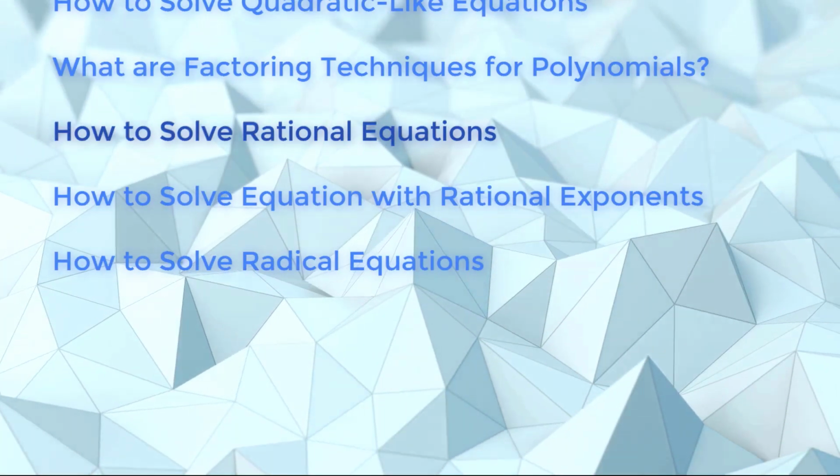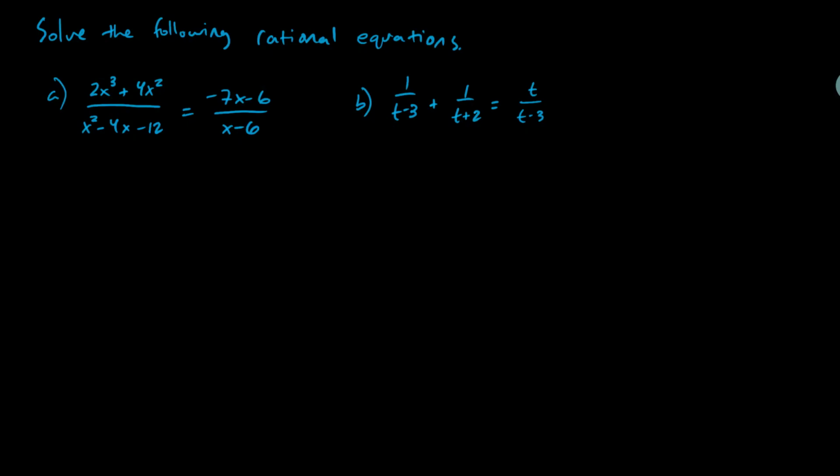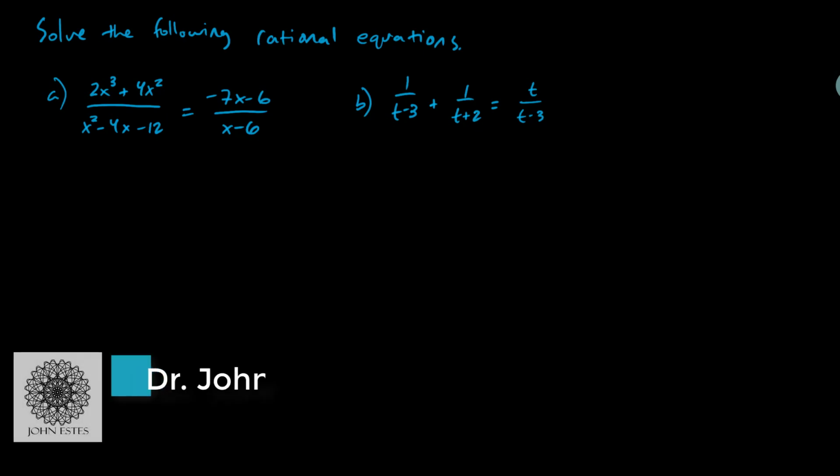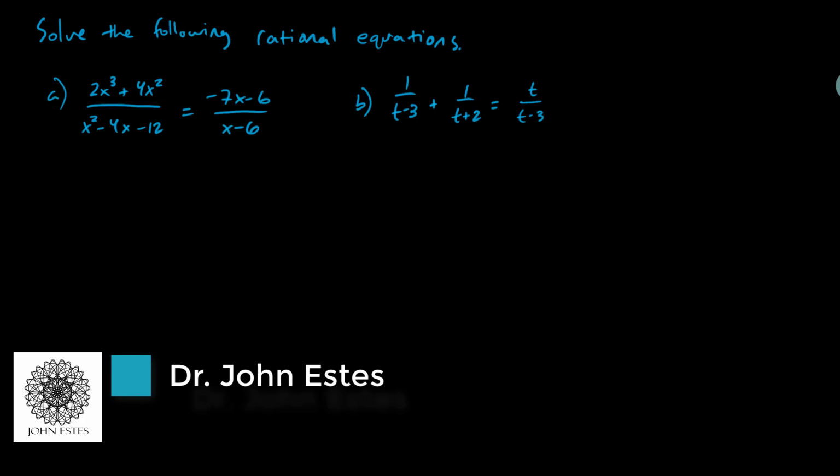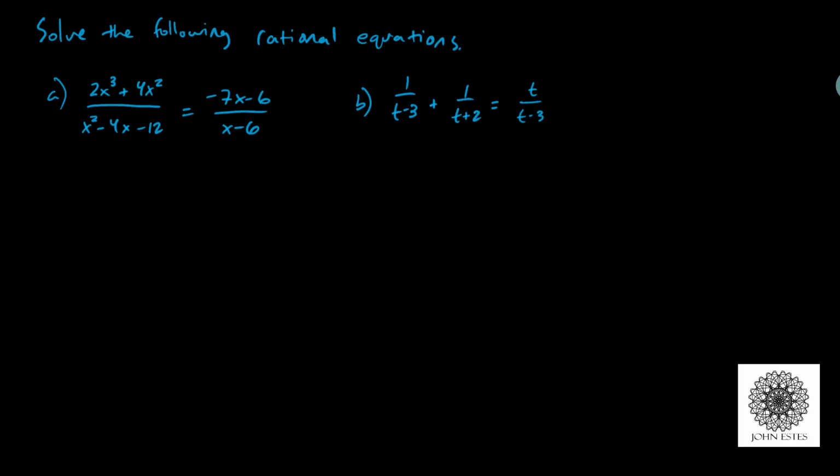In addition to polynomial equations, another type of very common equation that we look at in algebra is that of rational equations. And rational equations are just simply equations that deal with rational expressions. Okay, and that just means you have like a polynomial in the numerator and a polynomial in the denominator. Alright, so here I have some examples.